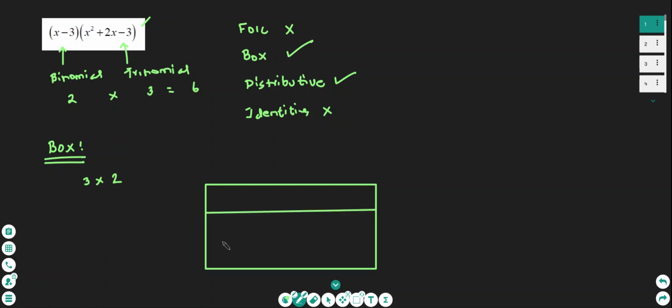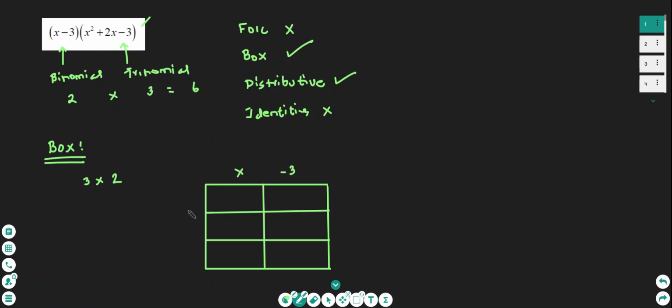This is the first row. For the second row, then we have 2 columns. This is 1 and 2. Just remove this. So now we have to write down the terms of the binomials. First, we write this x and negative 3 here. And then the terms of the trinomial, we can write here: x squared, 2x, and negative 3.